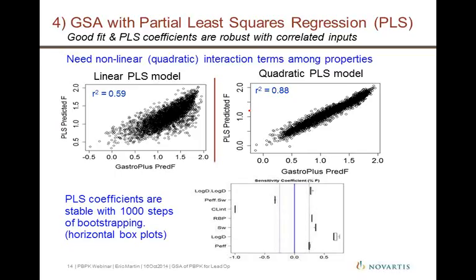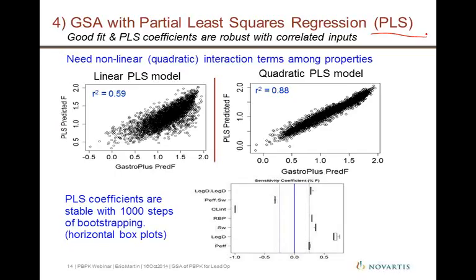And partial least squares regression is a statistical technique that takes that correlation into account and forces the coefficients to move together a little bit in the same direction instead of moving a lot in opposite directions.